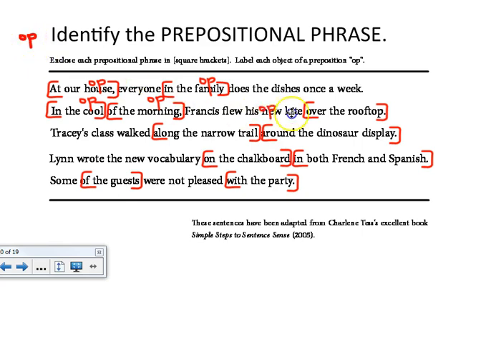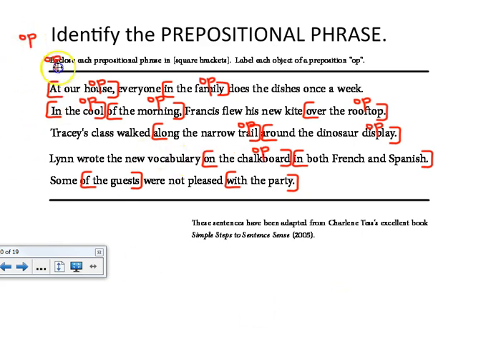Now I'm going to make a prediction here that a couple of these may have given you some trouble, and those are along the narrow trail and around the dinosaur display. If you put around the dinosaur or along the narrow, what you're doing is you're forgetting to go all the way to the noun that answers the question along what, around what. We didn't walk around the dinosaur, we walked around the dinosaur display. It was a bunch of dinosaurs in a big display. So make sure you identify your objects of prepositions right.